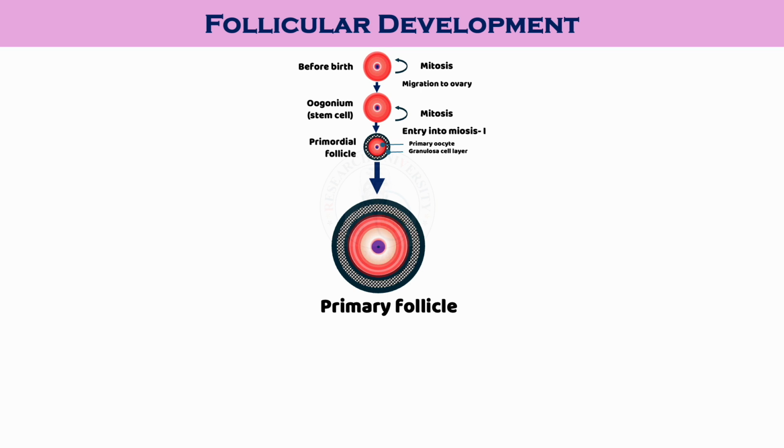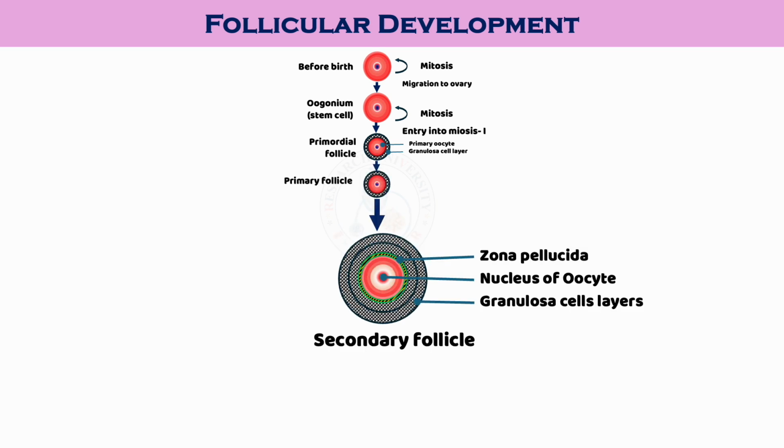So now with the help of FSH, this primary follicle is going to convert into the secondary follicle. Without this follicle stimulating hormone, the primary follicles remain in the primary follicle stage only. They are not going to differentiate further. Now primary follicles are entering into the secondary follicle stage.